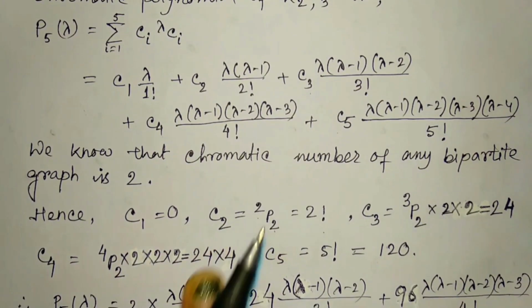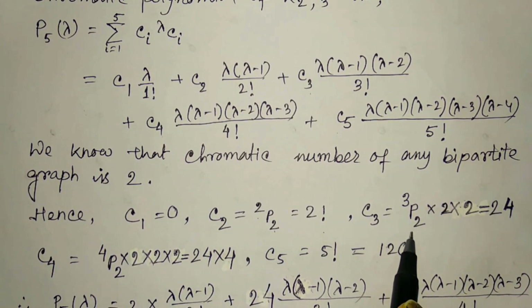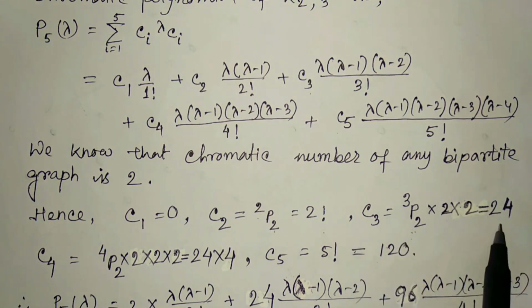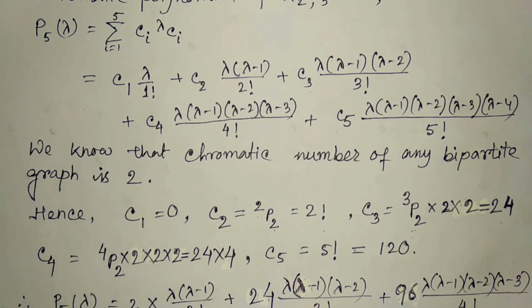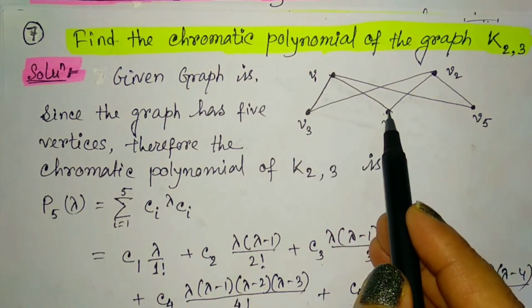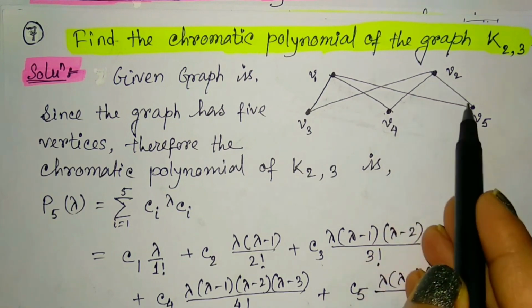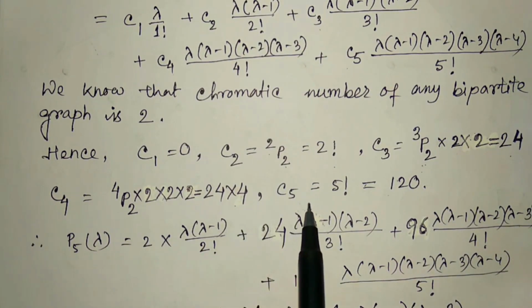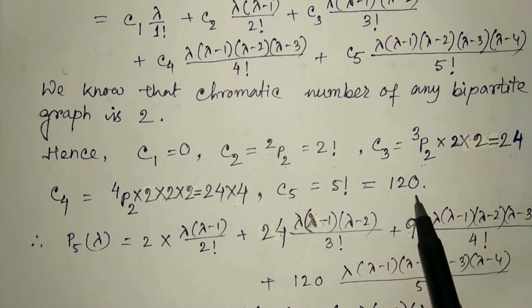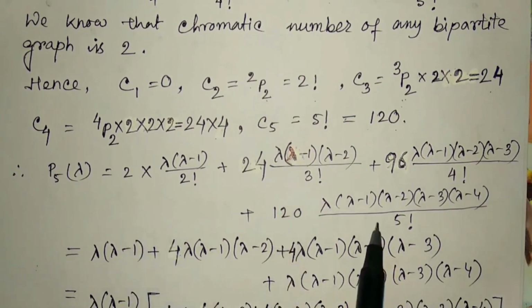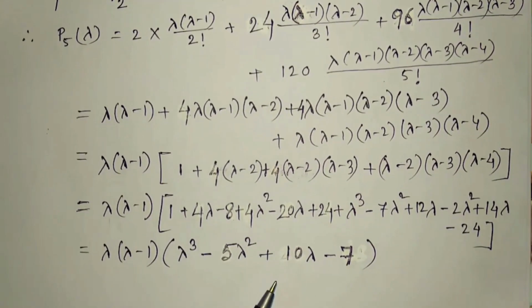So accordingly we find that C3 is 3P2, that means out of 3 we have to select any 2 colors, then 2 colors for the next vertex, 2 more for one more vertex, and 1 more for the last vertex. If we simplify this, it will be 24. Now C4 means out of 4 colors. Initially we take any 2 colors from the 4 for here. Now for this one we have 2 different choices, and here 2 different choices again. So accordingly we find that C4 is this one. And C5 is always 5 factorial, so it is 120. Now if we substitute the values of C1, C2, C3, C4 and C5, we find the polynomial in this way. And if we simplify, we get the chromatic polynomial as this one.